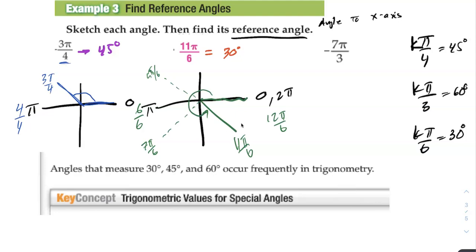And the reference angle we made is 30 degrees. By the way, I should have done it here also. Remember, the reference angle always goes to the x-axis, so that's this guy. That is 45 degrees.